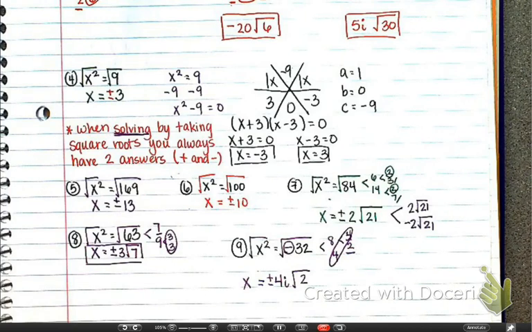On a scale of 1 to 5, 1 being I have no idea what we're doing, 5 being I got this even if I forget to do the plus or minus. Where are you at? 1. Okay, 4s and 5s. Hey, we said that last time and then we didn't do so well in our quiz.